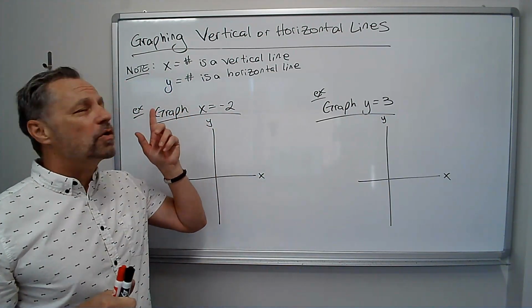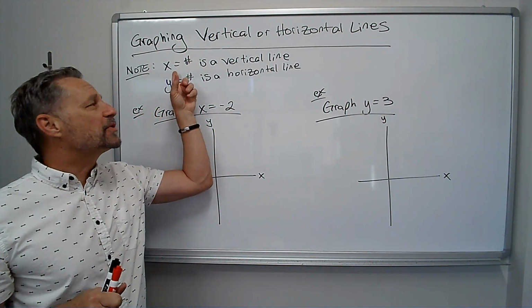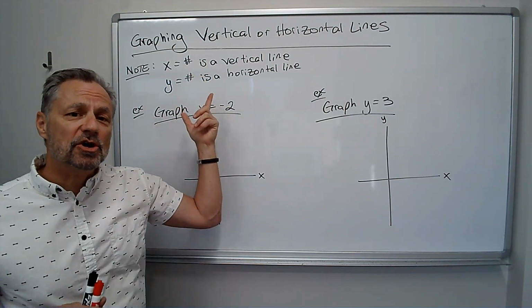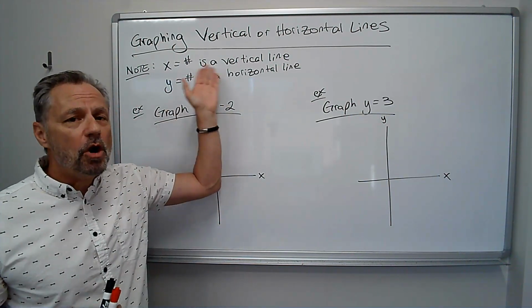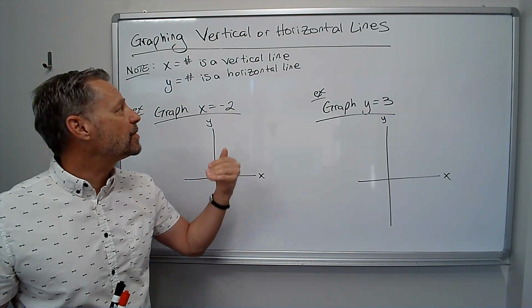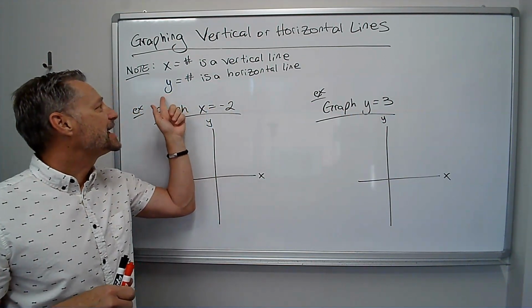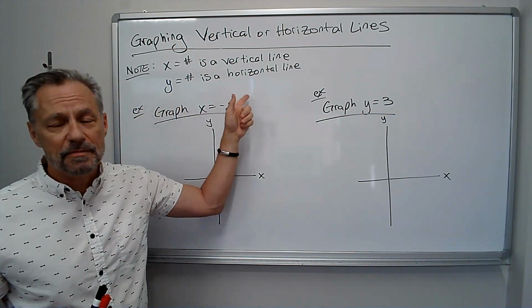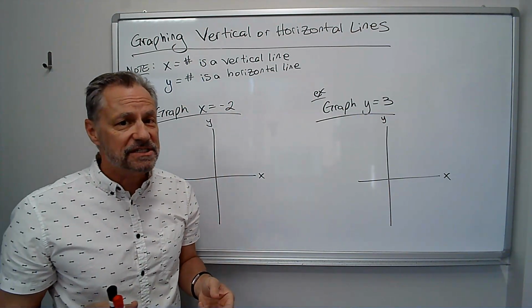All right, so one thing to note, anytime we have x as some number as our equation that we need to graph, it's always going to be a vertical line. We'll talk about why that is, but I want you to see this. And if y is some number, it's always going to be a horizontal line. Let's look at some examples.